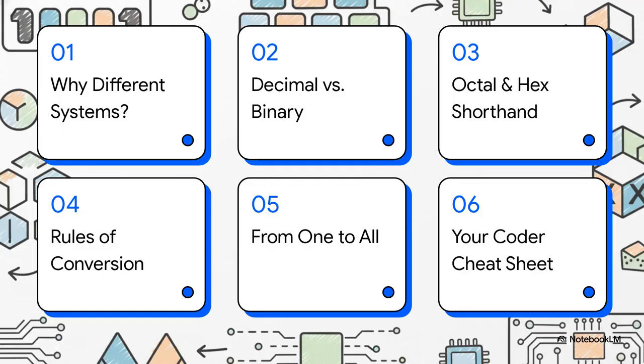All right, so here's the game plan. We're going to start with why we even need different number systems. Then we'll look at our numbers versus the computer's. We'll meet a couple of clever shorthands called Octal and Hex, learn the rules for translating between them all, see it in action, and then I'll leave you with a handy coder's cheat sheet.